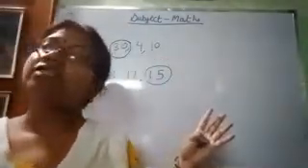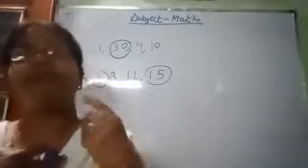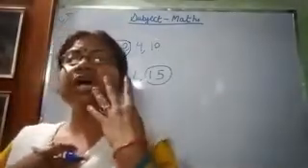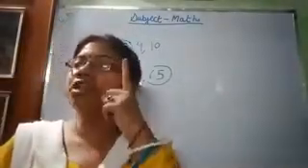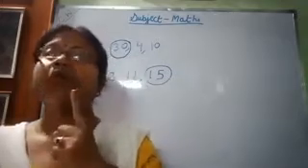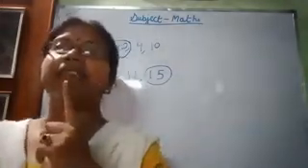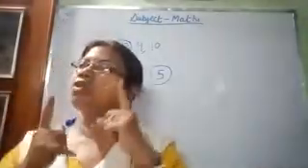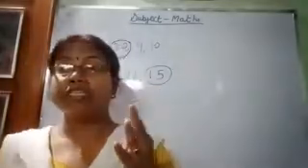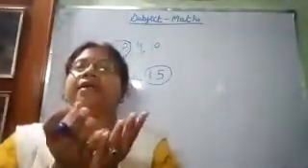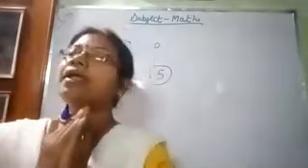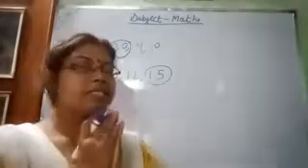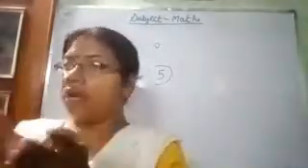Why? Suppose I have 1 toffee and you have 10 toffees. So count the numbers. How many toffees do you have? You have 10 toffees. I have only 1 toffee. Like this you can understand which is the bigger number and which is the smaller number. 10 is more in number. So 10 is the bigger number and 1 is the smaller number. Understand?